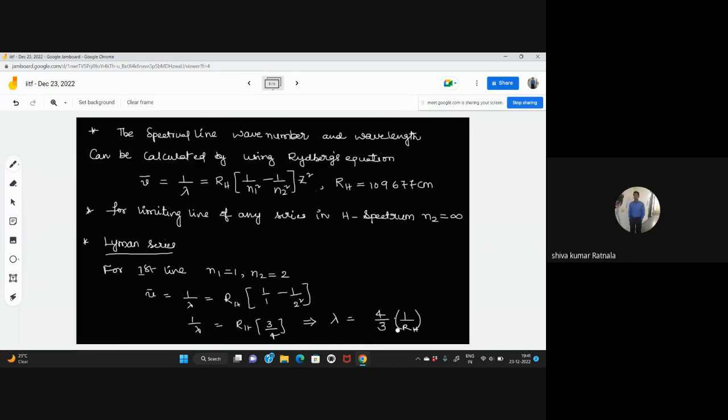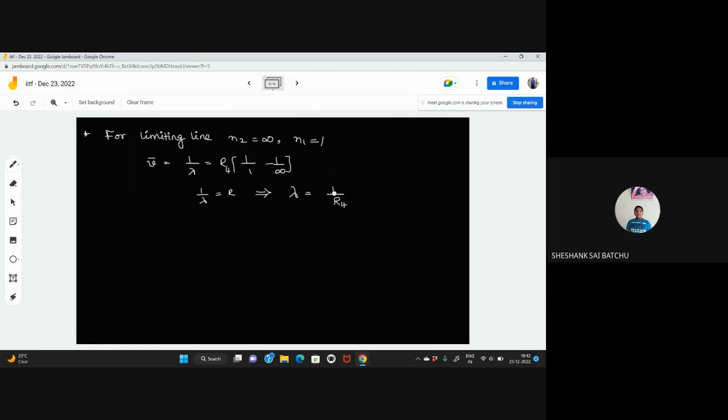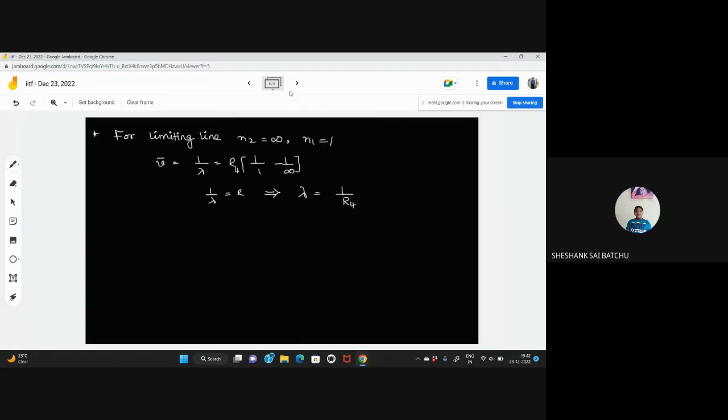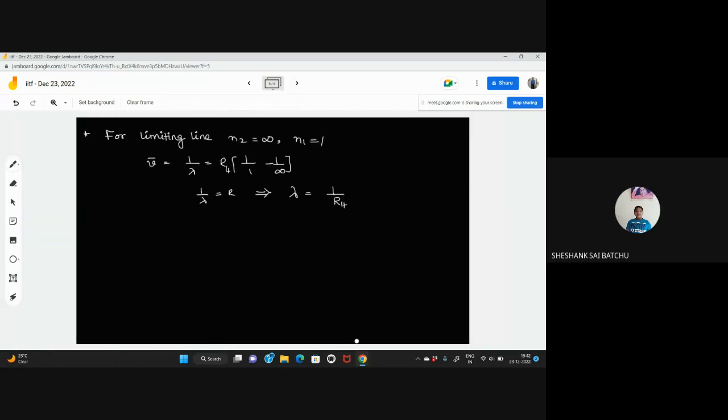Now tell me, which value will be more? Limiting line value will be more, or first line will be more? Sir, Bohr, sir. Arey yaar, I have taken the first line of the Lyman series as the example. First line wavelength will be more or not? Yes, sir. More, because both have one by RH.